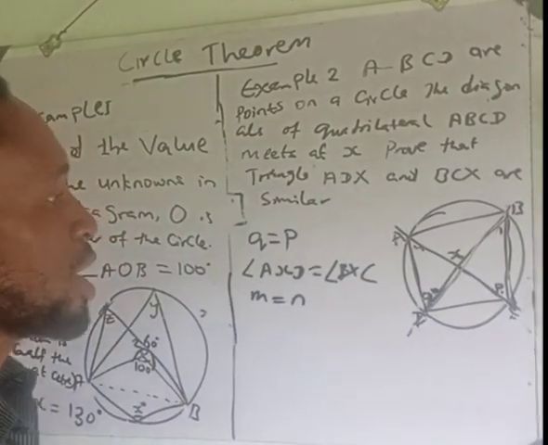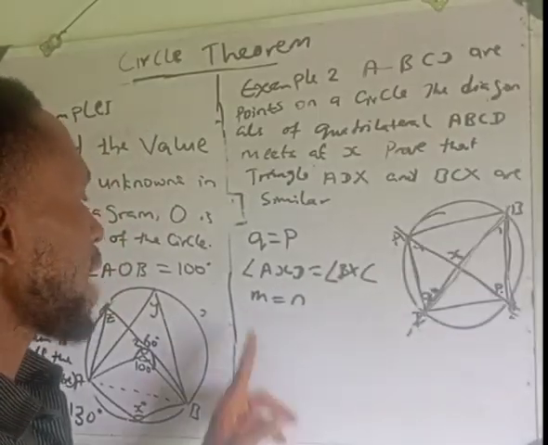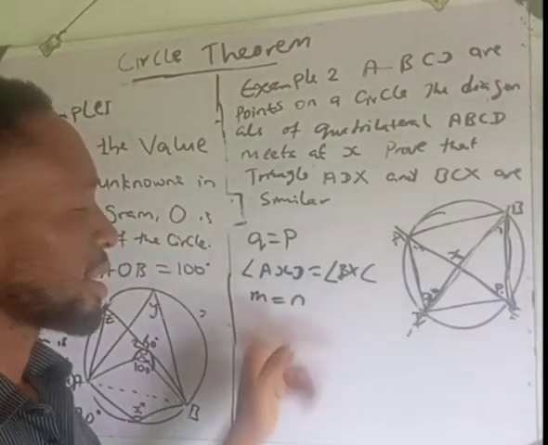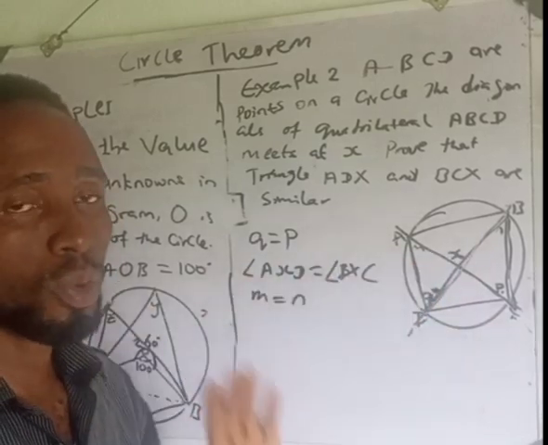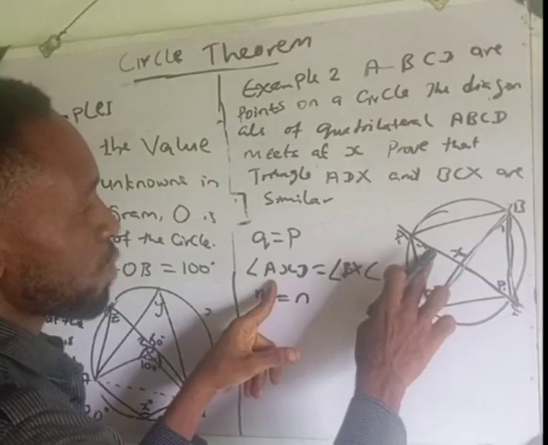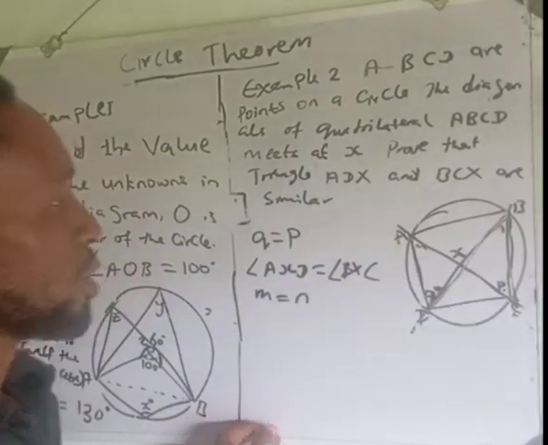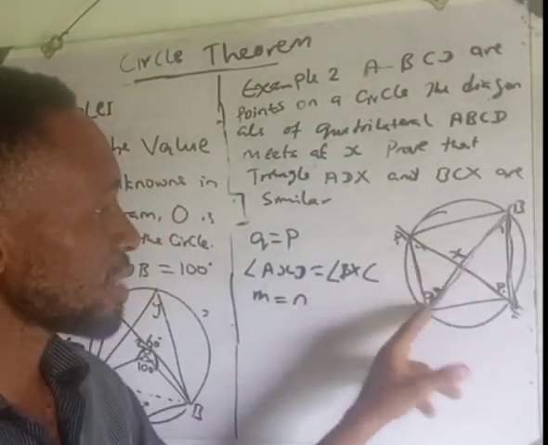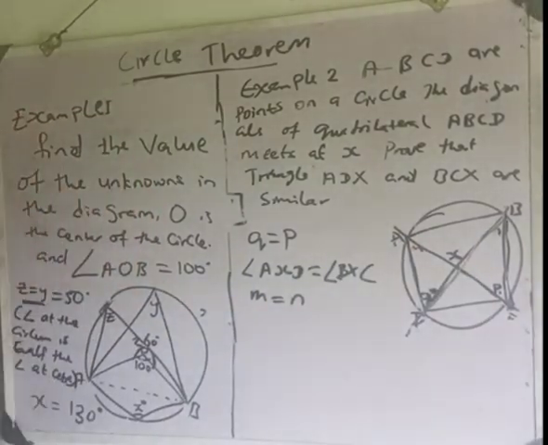are also equal. Even if you don't know whether M and N are equal or not, so far as these two are equal, then it's a must that M and N will be equal. Why? Because every angle in a triangle will sum up to 180 degrees. So this plus M will give you 180. This plus N will also give you 180. So definitely M and N will be the same, because if these two are the same and all of them sum up to 180, it means that this and this are also equal.